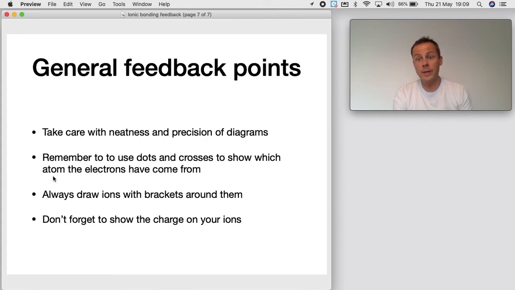So, last 2 weeks, I'm really impressed with how everyone's got on. We've gone through ionic bonding, so I think the next topic that you'd be doing with me, working on chemistry, would be looking at covalent bonding, which is another type of bonding, a little bit different to ionic, but it would be the next step we take.